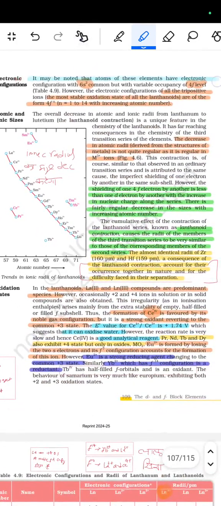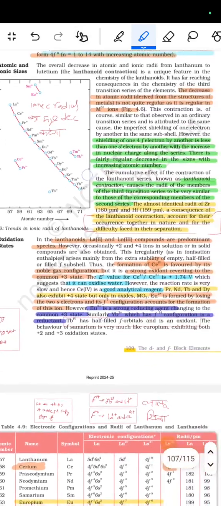So it may be noted that atoms of these elements may have electronic configuration with the 6s2 common but with the variable occupancy of the 4f level. However, the electronic configuration of all the tripositive ions, the most stable oxidation state of all the lanthanoids, are of the form 4fn, n equal to 1 to 14, with the increasing atomic number. Then comes the atomic and the ionic radii.